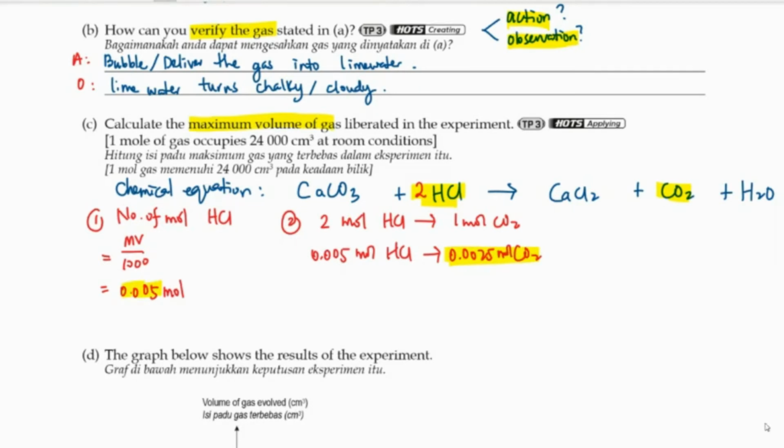So next, number 3. Volume of carbon dioxide is 0.0025 times 24,000. So you will get 60 cubic centimeter, cm3, because here we use cm3. If 24, it will be dm3. So it's different.